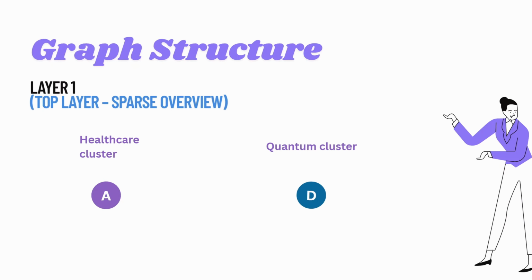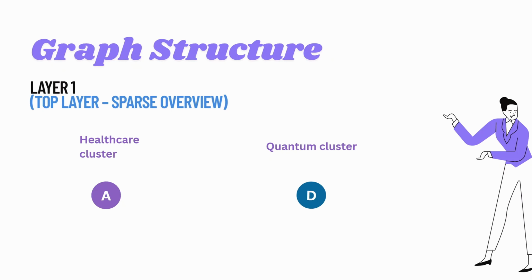On the other hand, layer 1, the top layer, is sparse and meant for fast travelers. One representative of each group: A for the healthcare cluster with pointer to B, and D for the quantum cluster with pointer to E.